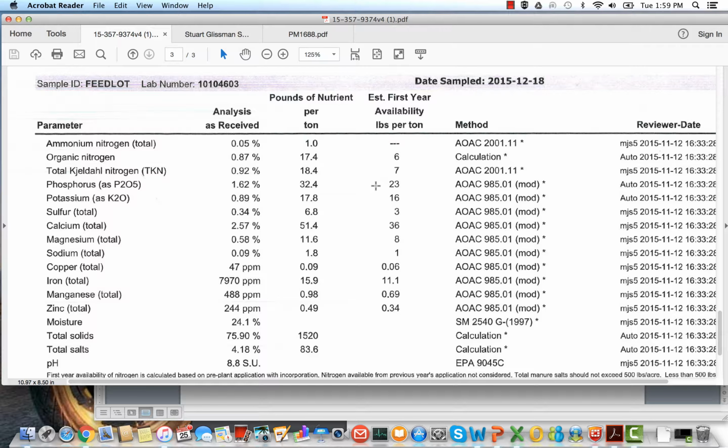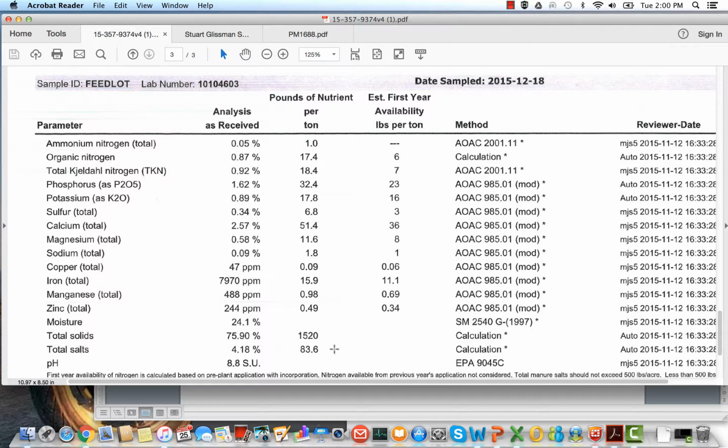All right, phosphorus, again, we're running about 70% of that first year available. Potassium, we run about 90% is what we show as first year available from the totals over here in total nutrient per ton. 3 pounds of sulfur first year available, some calcium, some magnesium, a little sodium, but not much considering all the nutrients we're getting there. Little copper, some iron, manganese, and some zinc. So here our total salts would be 84 pounds per ton.